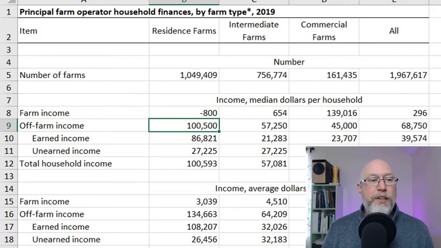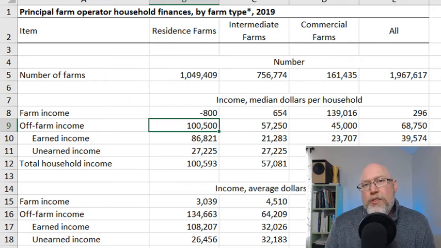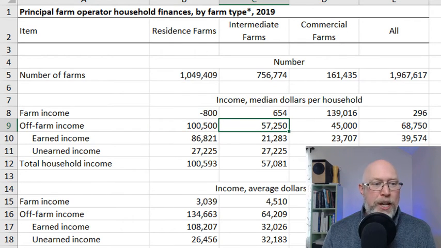And what you're going to notice is that these residence farms have a very high earned income. These are people who don't farm. They have a job off the farm. That job pays well. The median number there is $86,000 a year. So, half of those 1 million farms are making more than $86,000 a year off farm. All right. Are you beginning to get a picture of this? And I don't see this as a problem. It's just the way things are. And it's important that we understand the reality that we're operating in. Now, if you look at those intermediate farms, that number is also a nice, healthy $57,000 a year.